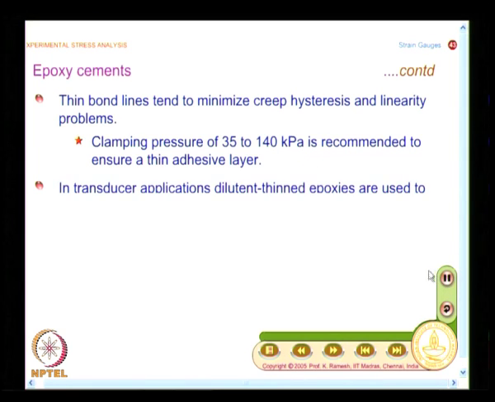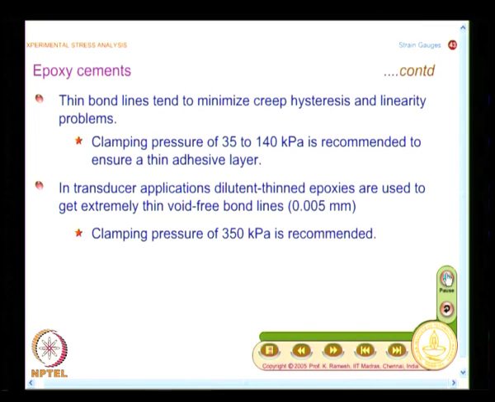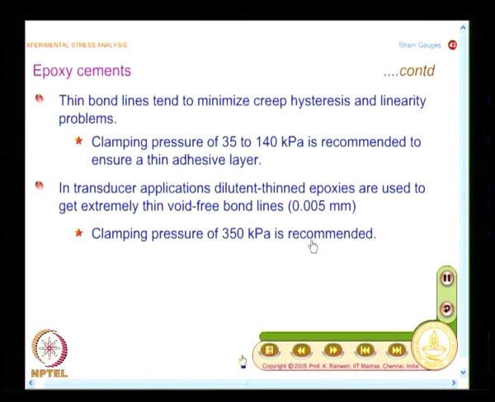And if I go for transducer application, you are expected to make even thinner bond lines. So, in order to make it thinner, what they do is they add a diluent to epoxy, so that epoxy, which is very thick and highly viscous, is thinned, and also apply a higher pressure. A pressure of the order of 350 kPa is recommended, and by doing this you get extremely thin void free bond lines of the order of 0.005 millimeter. See, I have been saying that strain gauge technology is so well developed that you can measure 0.5 micro strain reliably now. So, when I want to do that, I need to follow all these procedures.